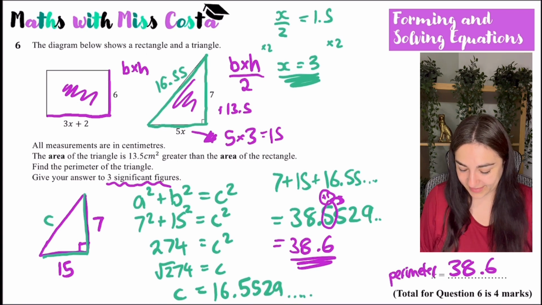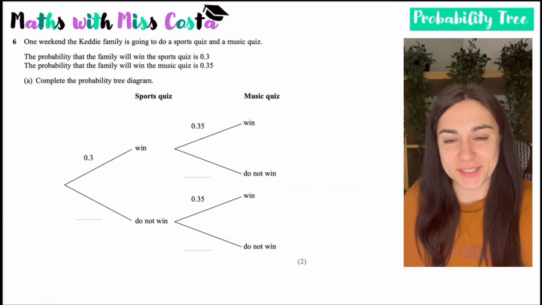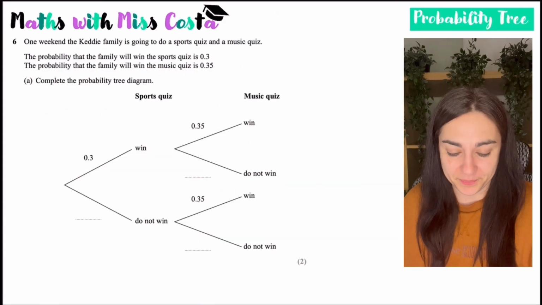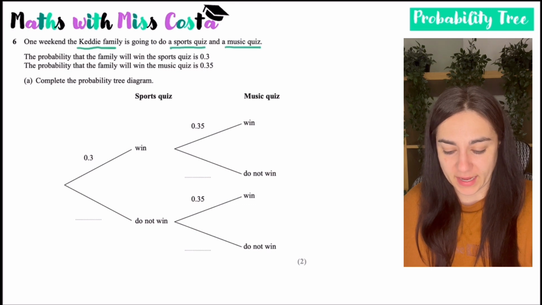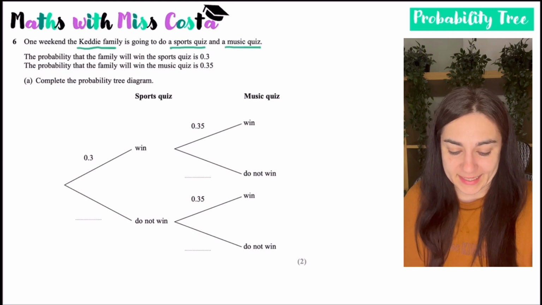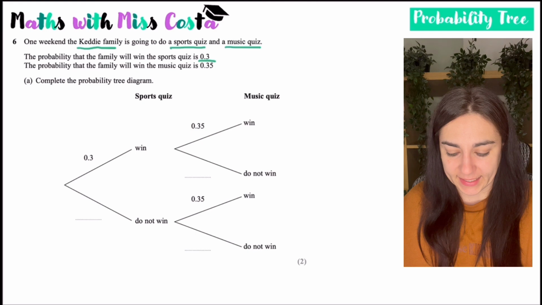Perimeter equals 38.6. In this question, I've been given a probability tree. I'm told that one weekend, the Keddy family is going to do a sports quiz and a music quiz. The probability that the family will win the sports quiz is 0.3, and the probability that the family will win the music quiz is 0.35.